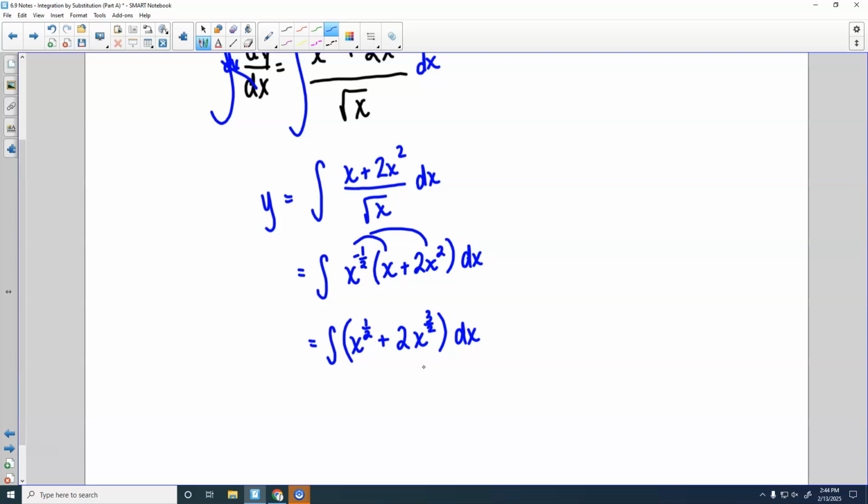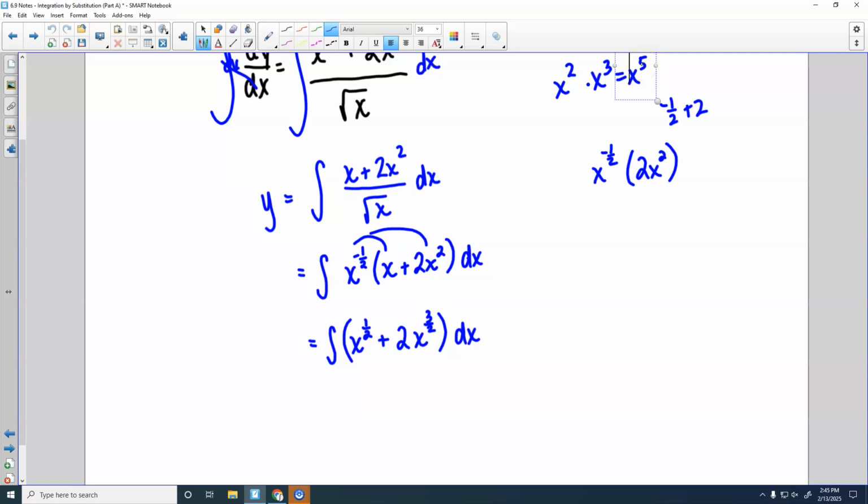Okay, what next? Whenever you are multiplying x to the negative 1/2 times 2x squared, you're adding those exponents there. So you're doing negative 1/2 plus 2, and that will give you 3/2 for that. Because it's easier whenever it's real numbers, like whenever you're doing x squared times x to the 3rd equals x to the 5th, but you're doing the same thing here.